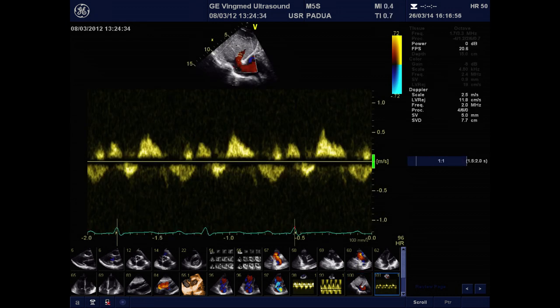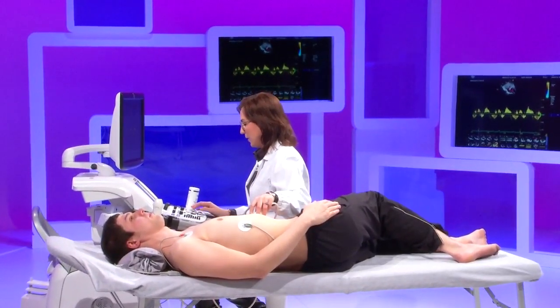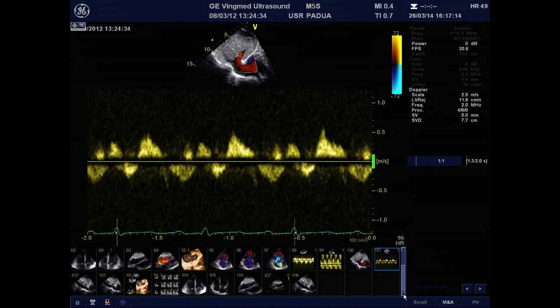And you will be able to measure the systolic flow reversal, which is this. You see, here is the ECG wave, and this is the systolic flow reversal, which is a very, very specific sign for tricuspid regurgitation severity.